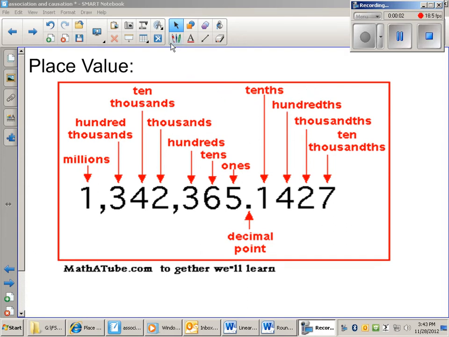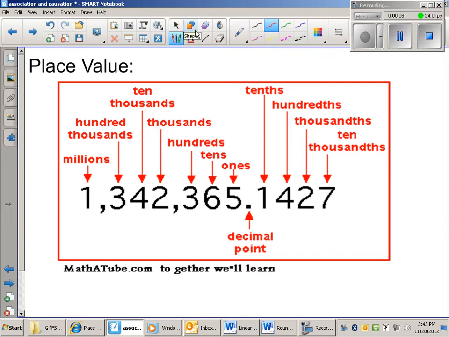Ladies and gentlemen, this video is to help you with some rounding. If you feel like you need a refresher on some rounding or you're just not sure in general how to do it, this video is meant to help you with your rounding.